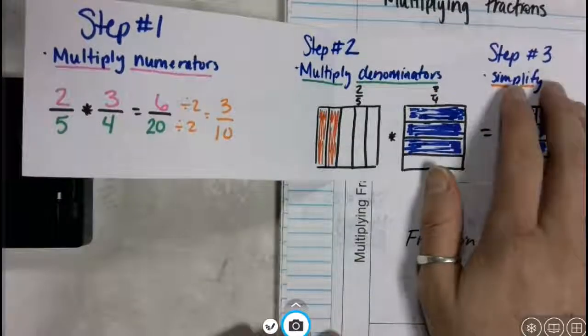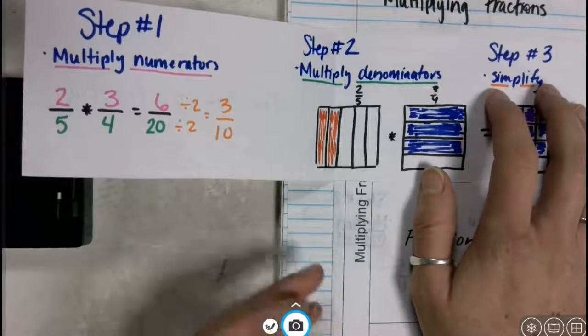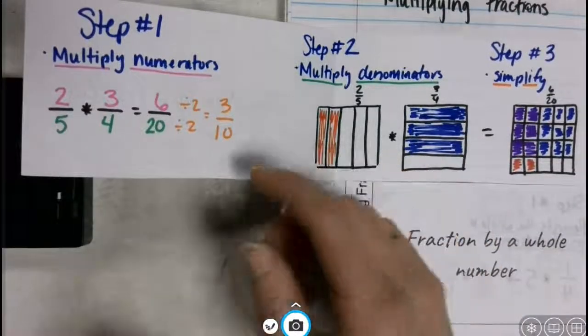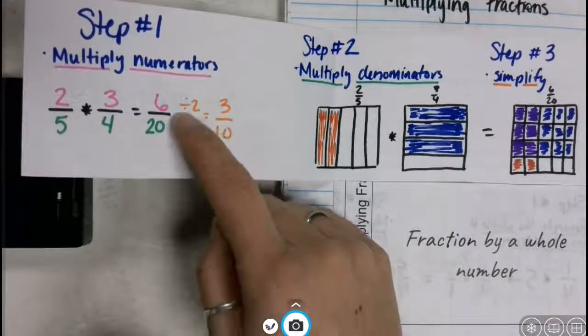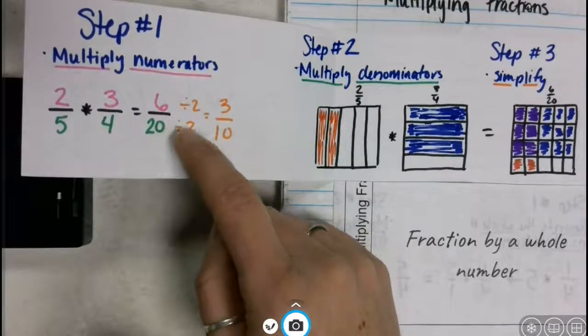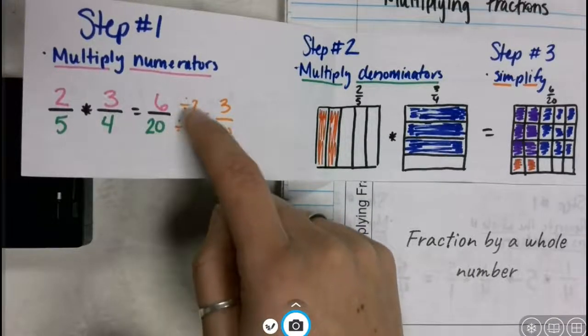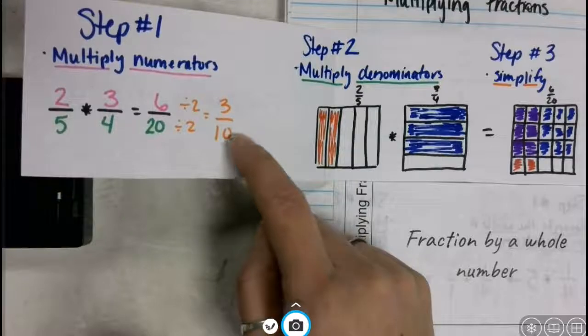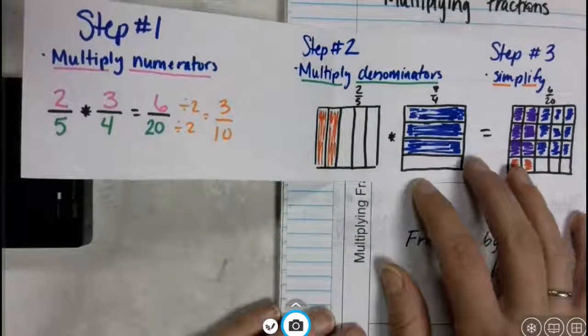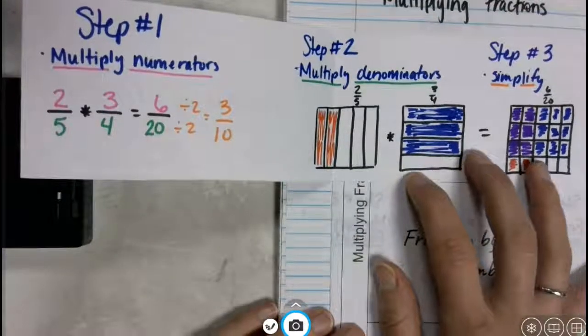Our third and final step is to simplify. We always want to get our fractions down as simple as we can. I notice that both of these values are even and can be divided by 2. So I divide them both by 2, and I end up with 3/10. Let's see what that actually looks like in a picture.